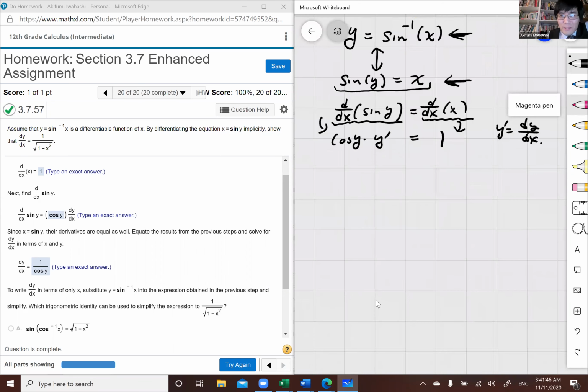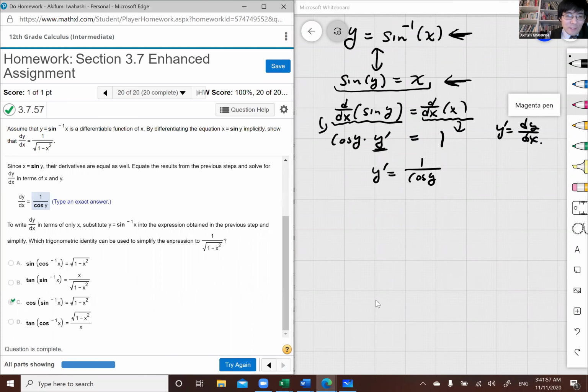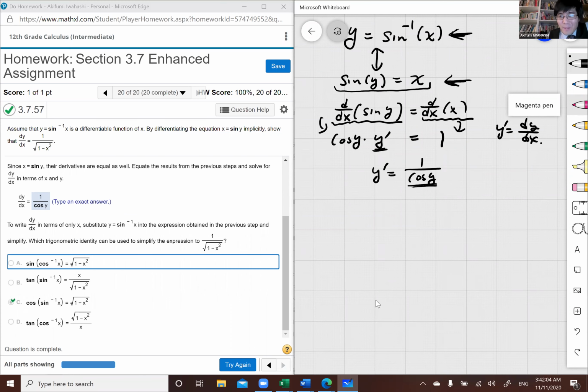Now, to find y dash, dy/dx is equal to 1 over cosine y. So that's part 3 here. Now, this is the hard part. How do we rewrite this expression? Remember what y is. First of all, y was inverse sine of x. So plugging this in, y dash is equal to 1 over cosine of inverse sine of x.